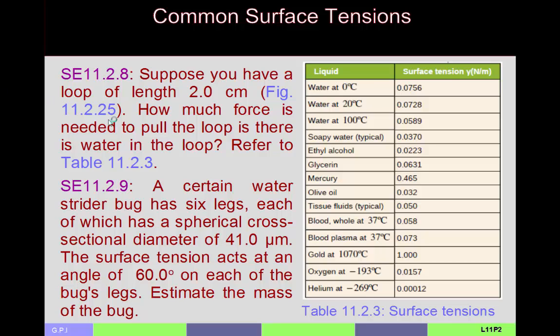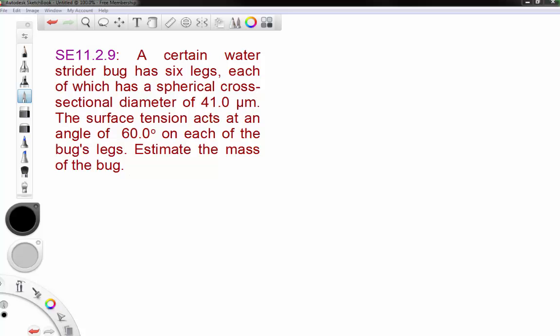Okay, so the other question is, suppose you've got a certain bug. It's got 6 legs. Each one has a spherical cross-section of a given diameter, and it's going to have surface tension acting at an angle of 60 degrees on each of the legs. So we want to know what the mass of the bug must be based on that. Okay, so free body diagram first of all.